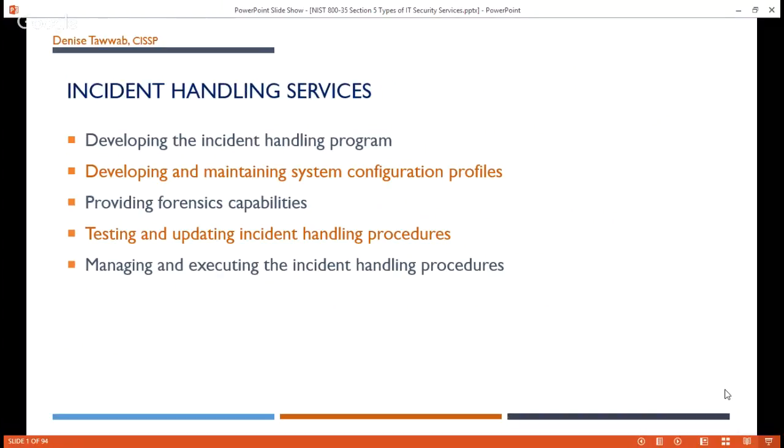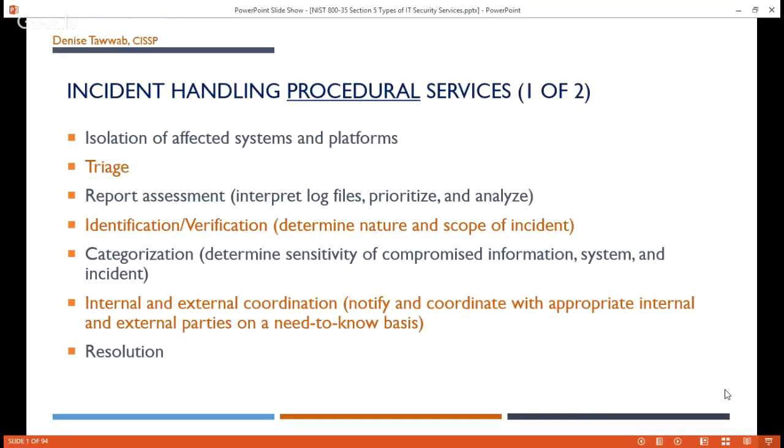Incident handling services can look like developing the incident handling program, developing and maintaining system configuration profiles, providing forensics capabilities, testing and updating incident handling procedures, managing and executing the incident handling procedures, isolation of affected systems and platforms, triage, report assessment. That's where you interpret log files, prioritize and analyze. Identification and verification, which is determine the nature and the scope of the incident.